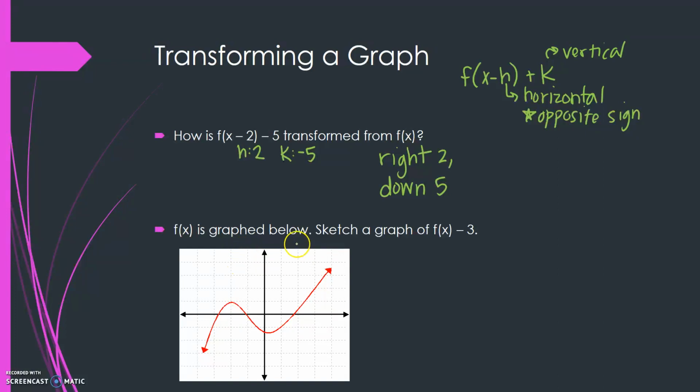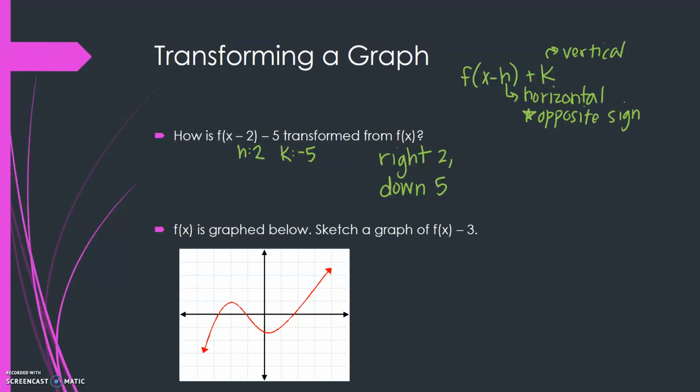Okay? The other type of problem you might see with this h and k and transforming an f of x is this type of problem where you have f of x graphed below, so you're given a graph, and you want to sketch a graph of f of x minus 3. Or you might see it as a multiple choice question where it says which of the following is f of x minus 3.